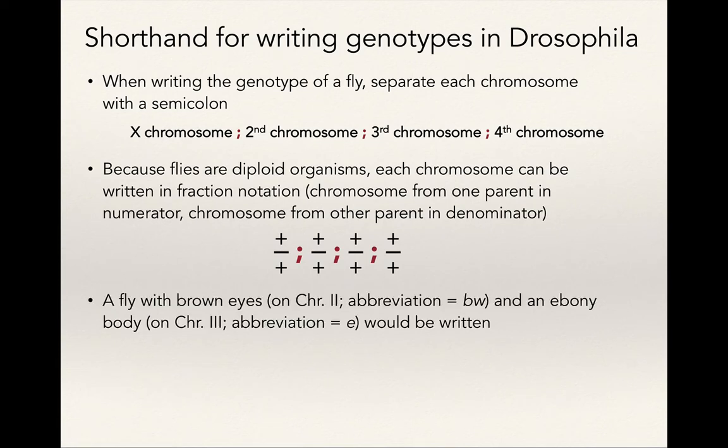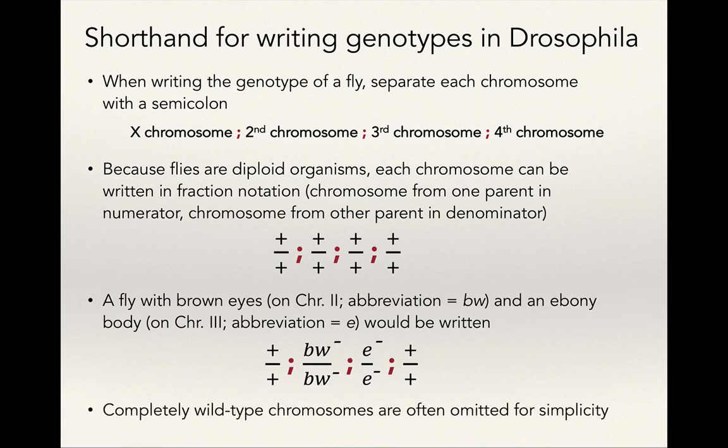As an example, a fly with brown eyes, which is on chromosome 2 and abbreviated lowercase bw, meaning that it's a recessive allele, and an ebony body on chromosome 3, abbreviated small e, again recessive allele, would be written as this. The first chromosome is normal. The second chromosome contains 2 copies of mutant brown alleles, which again cause brown eyes instead of the normal red eyes. The third chromosome contains 2 mutant copies of the ebony allele, which causes an ebony body instead of a normal yellow-colored body, and the fourth chromosome is again normal.